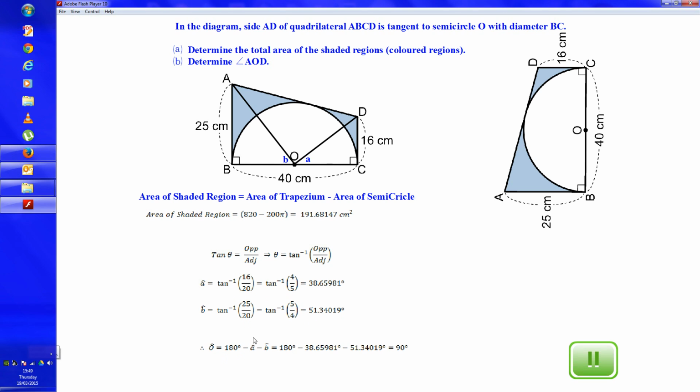Now our angle O between the angle A and B, which is the bit we're looking for, equals 180 degrees minus angle A minus angle B that we've already worked out above. Now that equates to 90 degrees. So our angle O is 90 degrees. The angle that we're determining between A, O and D is 90 degrees. That's the angle we're working out.